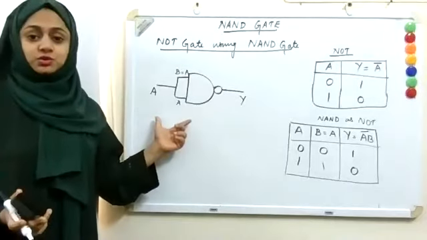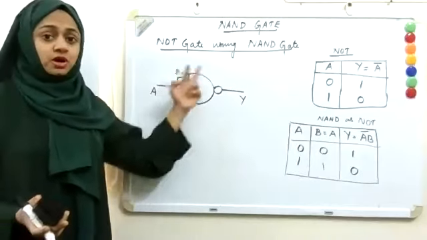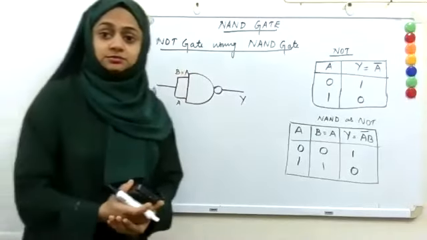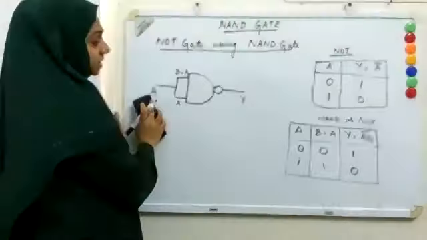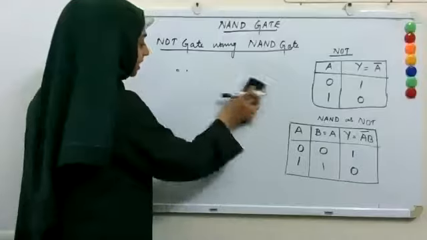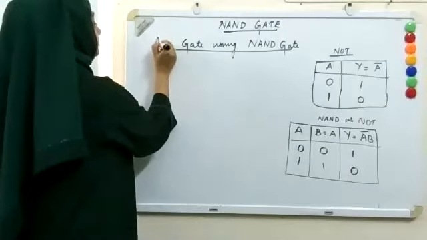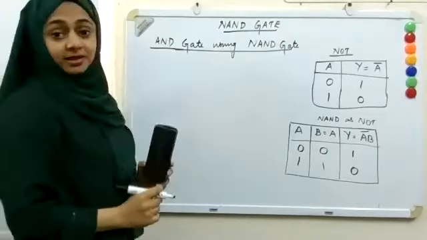This is how a NAND gate will function as a NOT gate. Is this clear to you? Yes, teacher. Okay. Now let us see how you can make an AND gate using a NAND gate.